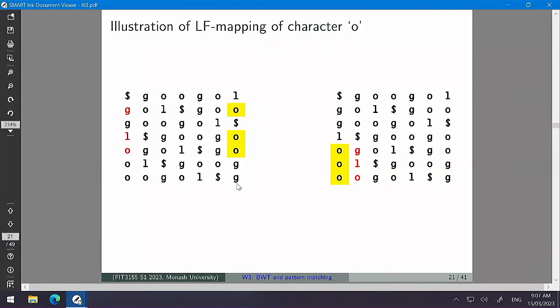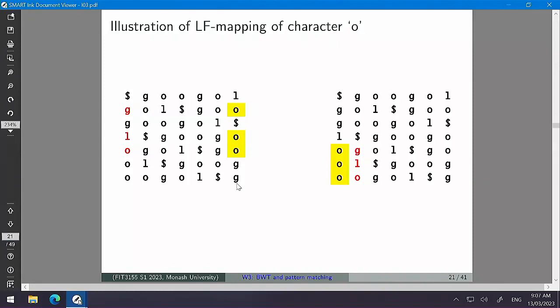So if I parse that, I saw L one time, I saw O 3 times, I saw dollar one time, and I saw G 2 times. Are you happy with that statement? If I sorted it, I would get dollar one time, G two times, then L one time, and O 3 times. Oh, sorry, G comes before L.